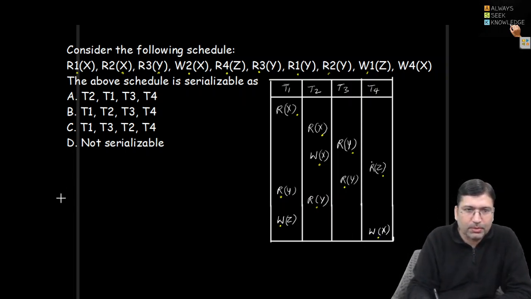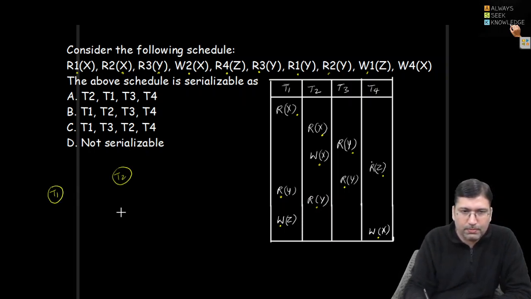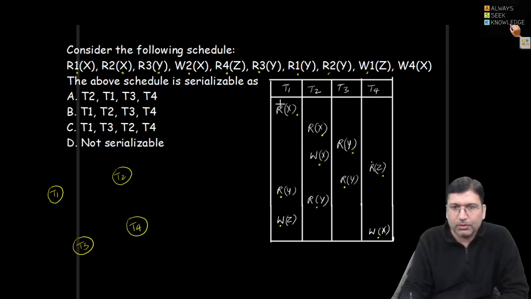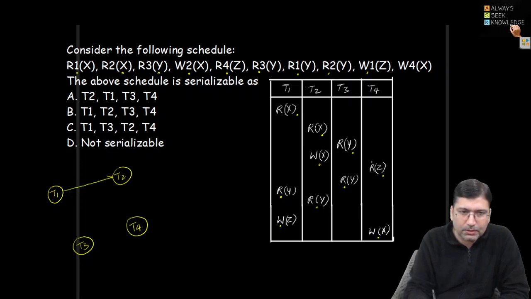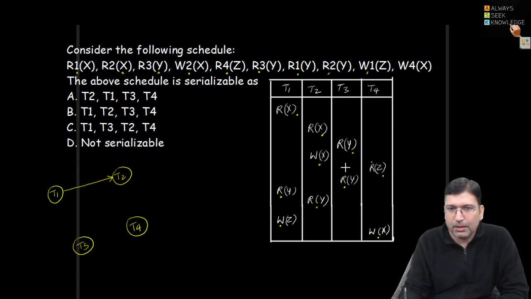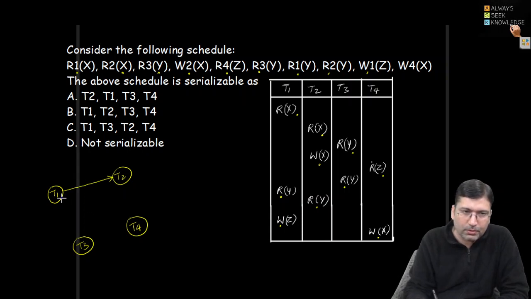Now let's check the serializability. So we draw T1, T2, let's say T3 and T4. So check the conflict of this read operation, right? Yes. So T1 to T2, there should be an arrow like this. Then in T3, no operation on X. Then T4, there is a conflict, T1 to T4, read write conflict. So T1 to T4, there needs to be an arrow like this.